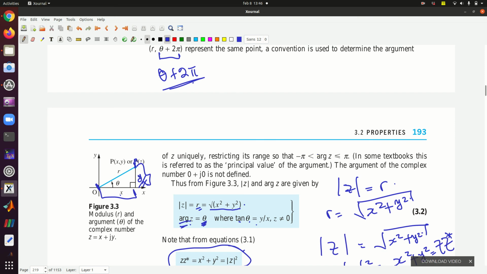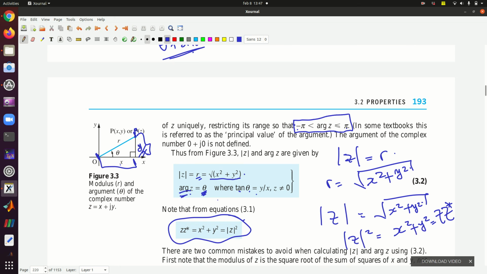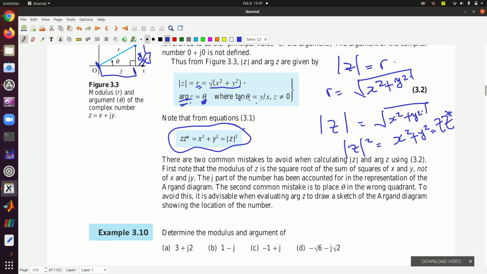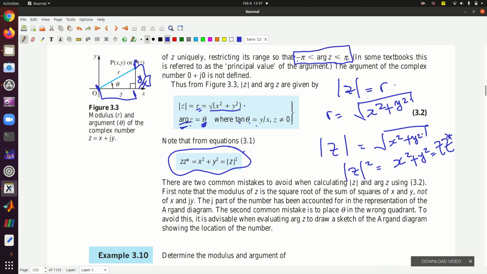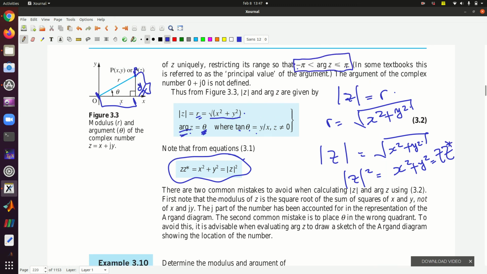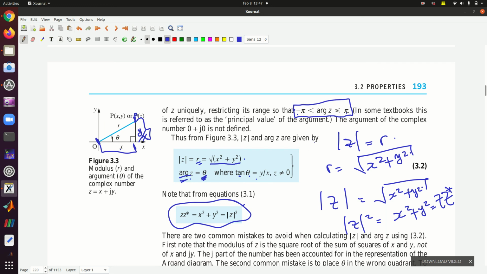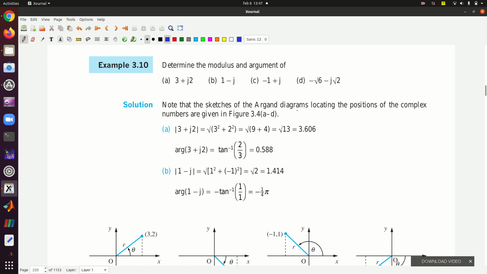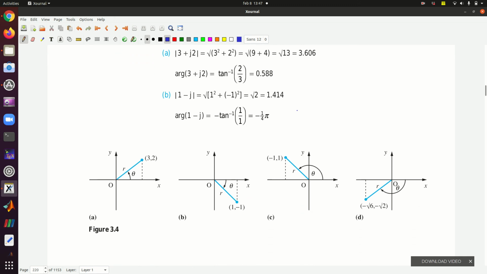The principal argument theta is restricted to values between negative pi and pi. So as not to make many mistakes, it is always good to start with a simple plot so that you know the angle you are computing. Its argument is simply that angle which is between negative pi and pi. The rest here are just examples.